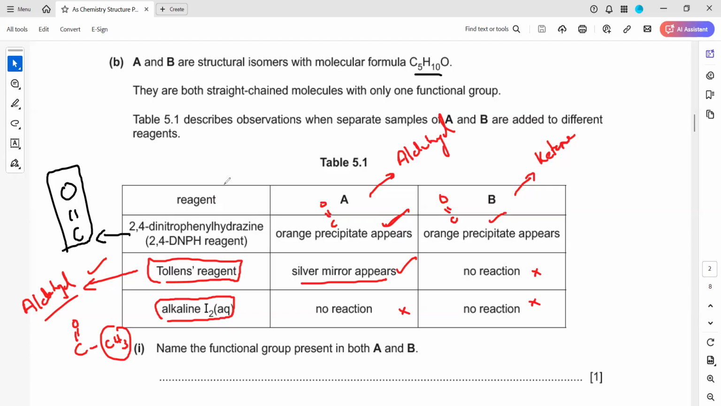So when we want to draw the structure, first name the functional group present in both A and B. Which functional group is present in both? We have a carbonyl group, which is present in both, because aldehydes and ketones both are carbonyl compounds. So we can say the functional group which is present in both is carbonyl. And then the carbonyl group can be an aldehyde or it can be a ketone.